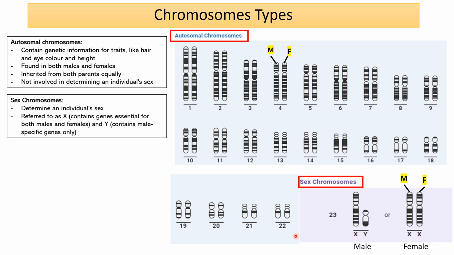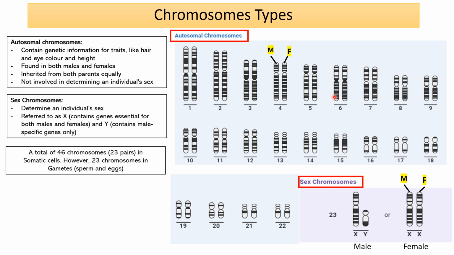Within the cells of the human, there are somatic cells which contain all these chromosomes. They have 46 chromosomes or 23 pairs. So 22 pairs are autosomal chromosomes, and the last pair is the sex chromosome. It's either XY or XX.